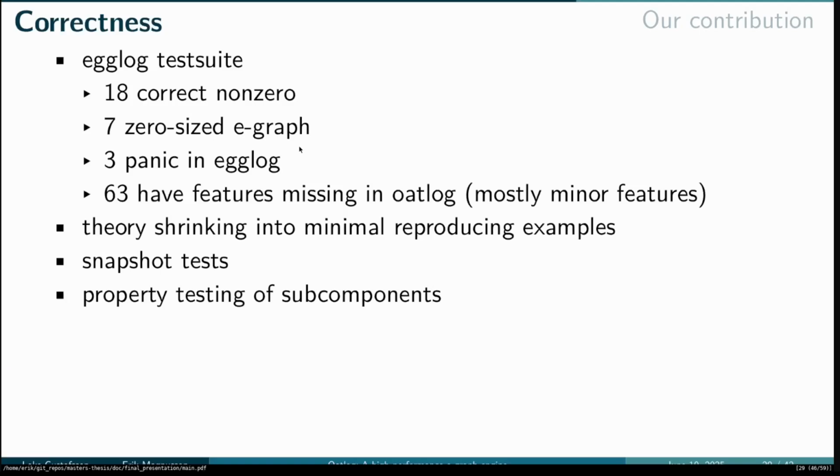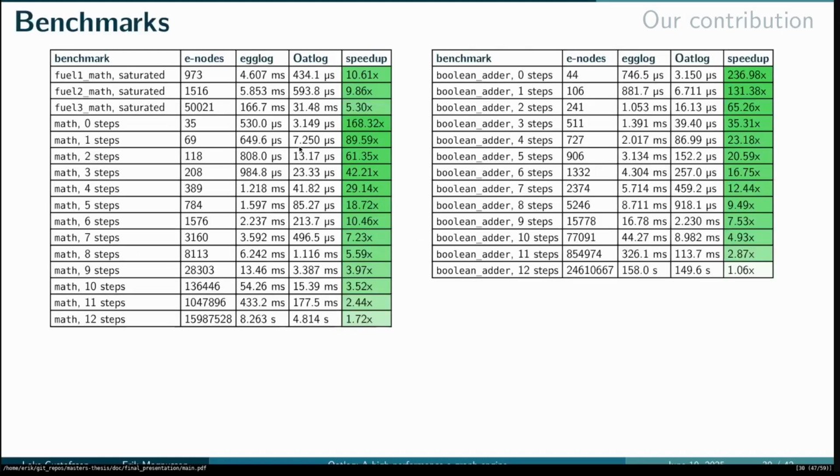Yeah, and we also do snapshot testing for the generated code and other IRs, and we also do property testing of our indexes. Yeah, results. We are really, really fast.